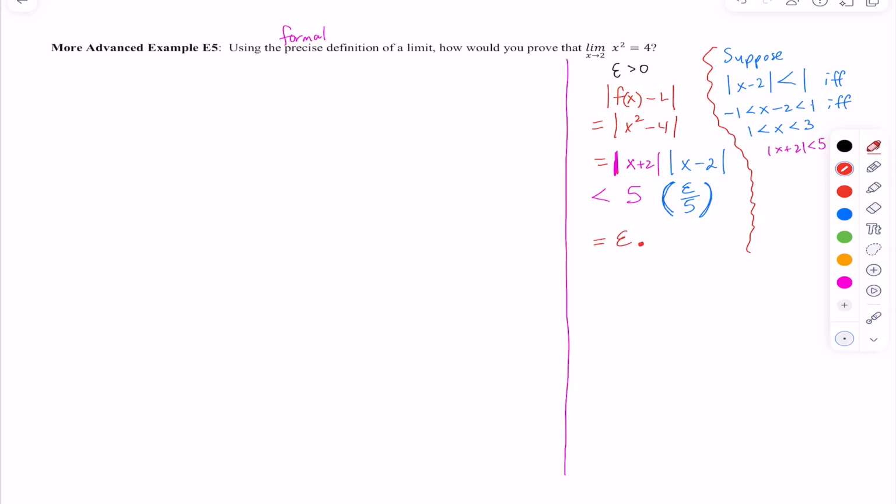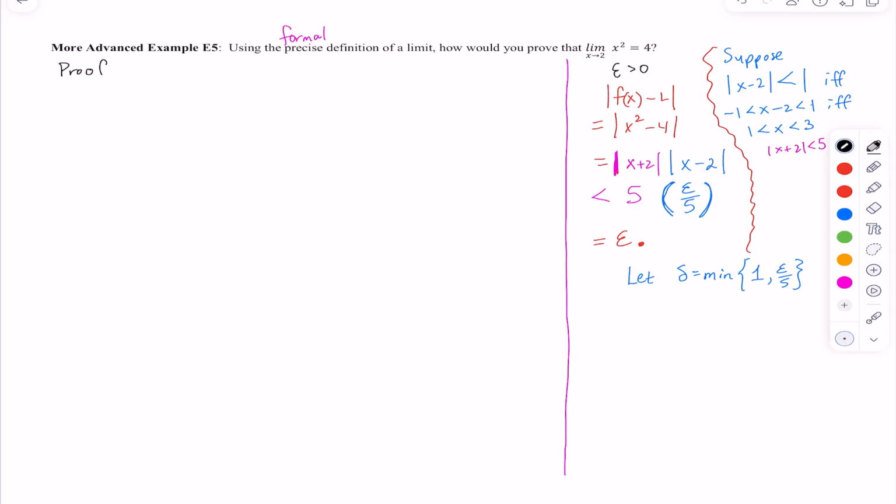So it's a little tricky. We need the absolute value of x minus 2 to be less than 1, and the absolute value of x minus 2 to be less than epsilon over 5. So this requires us to have a delta that is a little bit more sophisticated. In fact, we're going to say let delta be the minimum of those two numbers. So we want delta to be the minimum of 1 and epsilon over 5. And we'll go ahead and write the formal proof using this delta.